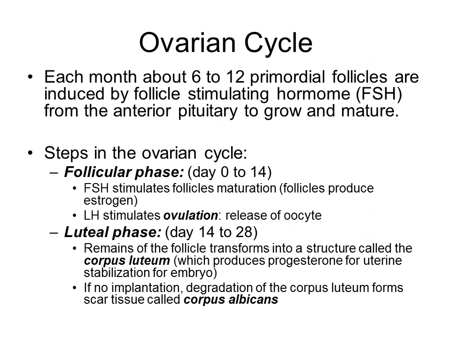With the ovarian cycle, about each month, about 6 to 12 of the primordial follicles are stimulated by the follicle stimulating hormone to start to grow and mature. About day 0 to day 14 is what is called the follicular phase. This is when that follicle stimulating hormone stimulates the follicles to produce estrogen, and then the luteinizing hormone will stimulate ovulation. Ovulation is the release of the oocyte, which is the scientific term for the egg.